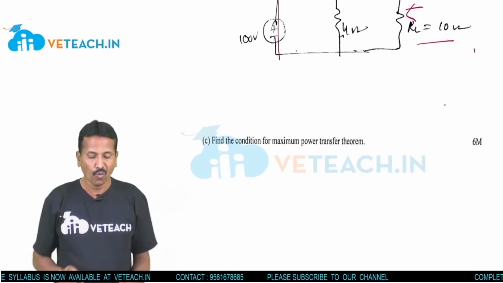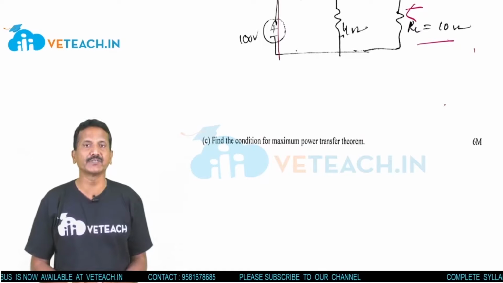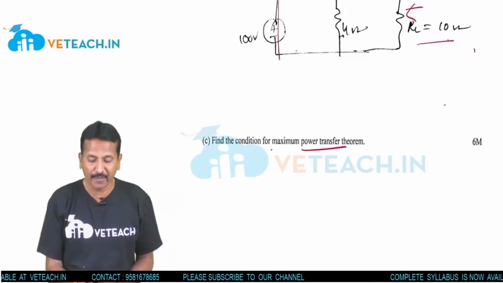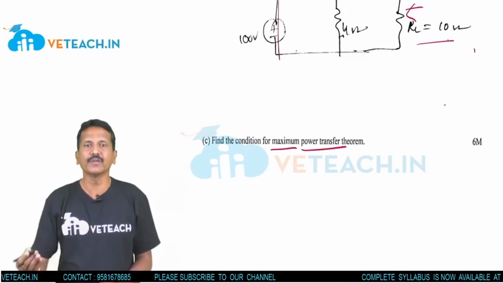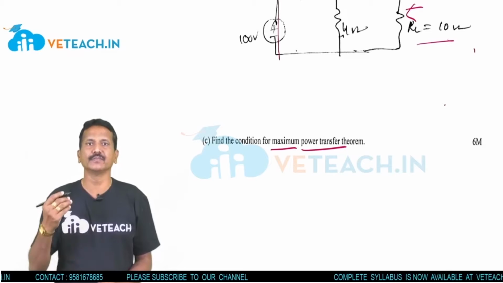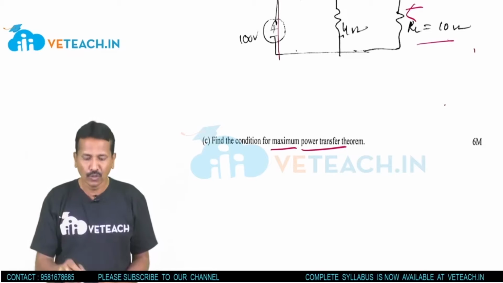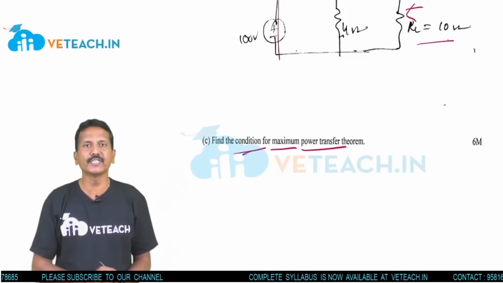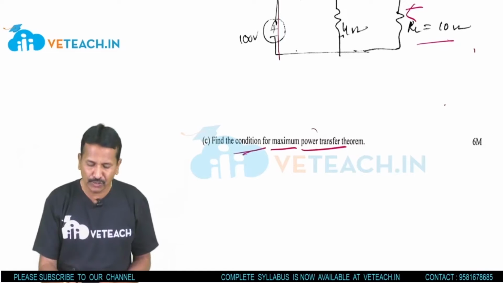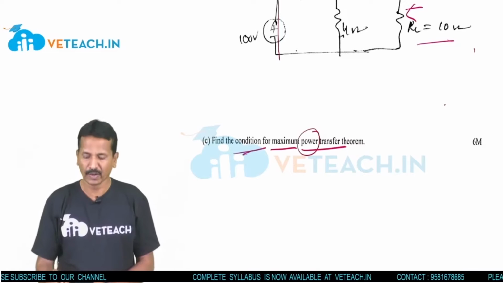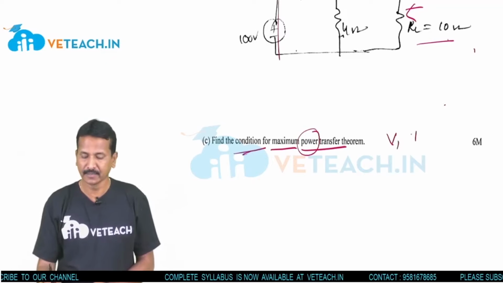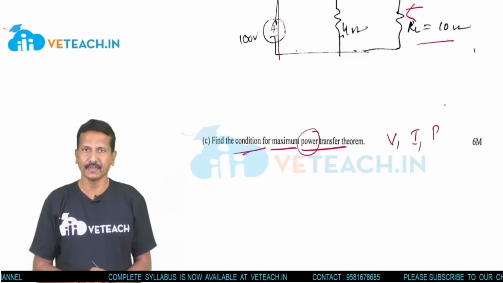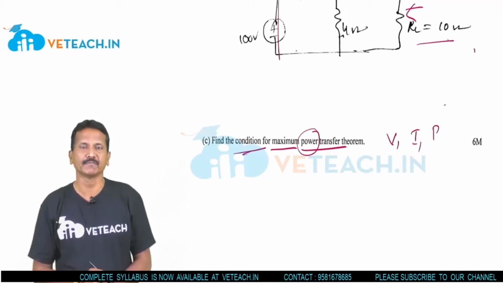Now, one more. Find the condition for maximum power transfer theorem. Right? Students, here, the power transfer theorem is different, and it is about maximum power. Power normally. Maximum means what? High value. Okay. For high power value, what is the condition that is asked? This is one more theorem used exclusively to find the power. Normally voltage, current and power. These three theorems we are trying to learn and get the concepts.